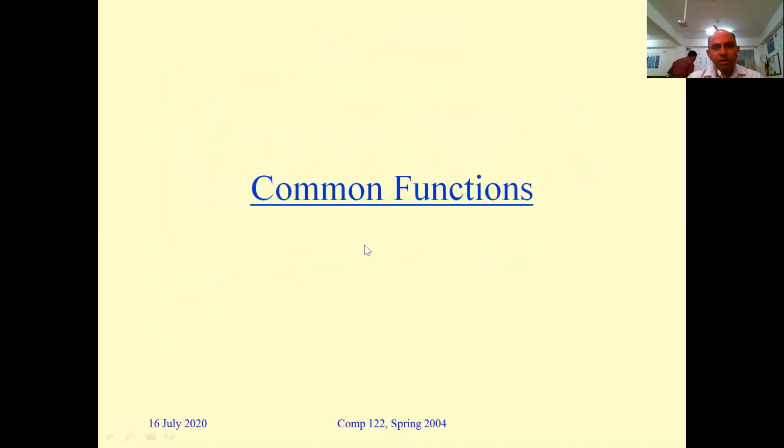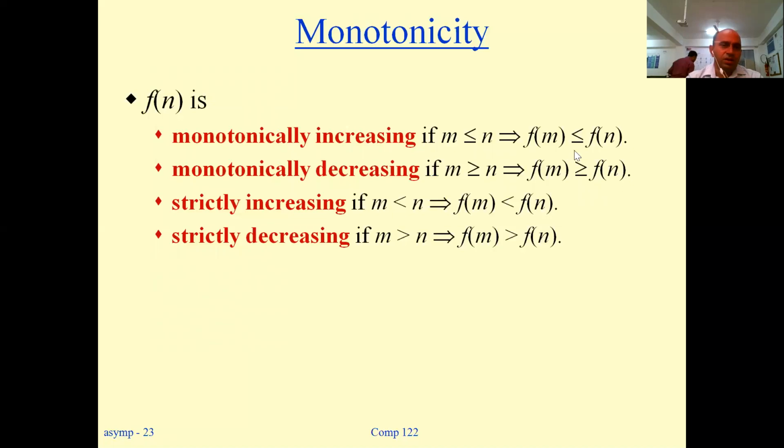Now here are some common functions. If f(n) is monotonically increasing, then it must satisfy the property that if m is less than or equal to n, then f(m) must be less than or equal to f(n). For a monotonically decreasing function, if m is greater than or equal to n, then f(m) must be greater than or equal to f(n). If it is a strictly increasing function, then if m is less than n, then f(m) must be less than f(n). If it's strictly decreasing, then if m is greater than n, then f(m) must be greater than f(n).